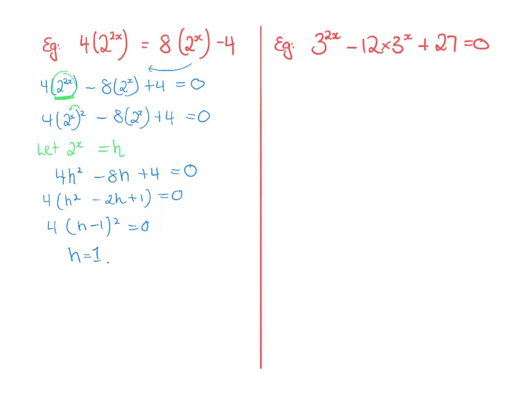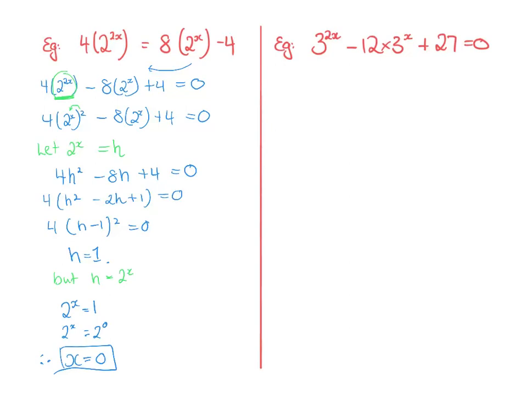Alright, but we said h is actually 2 to the power of x. So you can then say that 2 to the power of x must equal 1. Now when we solve this, we need a matching base, but 2 to the power of 0 equals 1, so we can write that, and therefore we can now say x equals 0. So we've solved this equation. So that's what you're going to see.